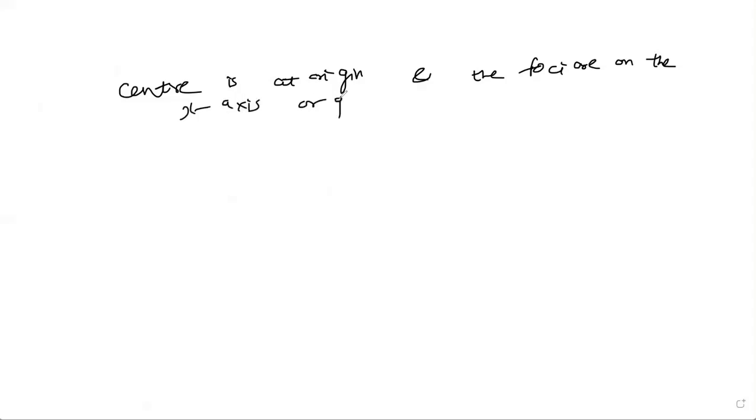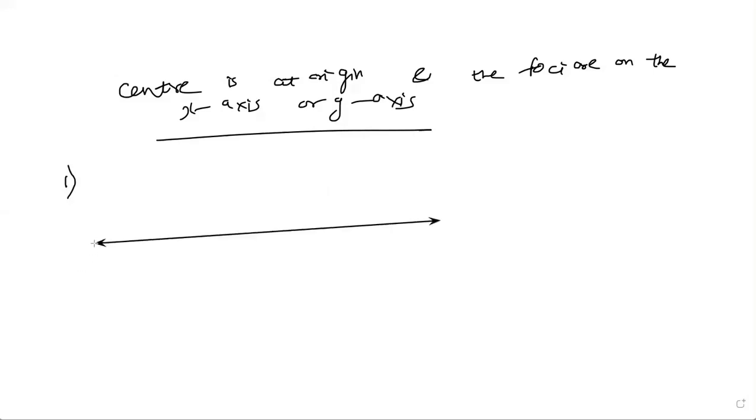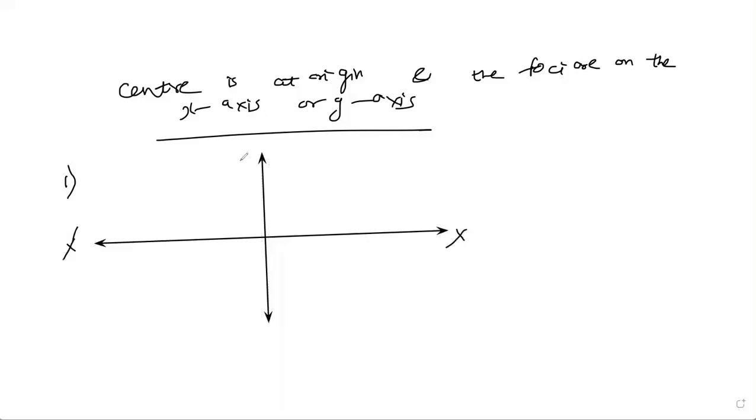This is when the center is at the origin and the foci are on the x-axis or on the y-axis. Okay. So two cases we'll have here also. Let us first see the figure, and with respect to that, we are going to see. So let me first quickly draw the two axes, x and y, the way we have specified here, right? And these are the curves of our hyperbola, one on this side, one on this side.